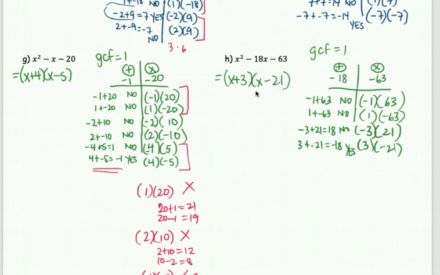Okay, so if I add them, do I get negative 18? Yes. If I multiply them, do I get negative 63? Yes. Okay, and then you don't need to try to figure out if 9 times 7 works, okay? That's the other possibility, but you don't even have to bother with that because you found the two factors that you need, okay?